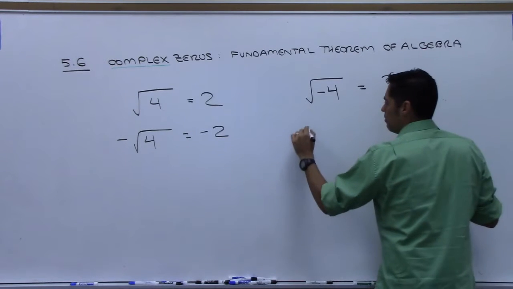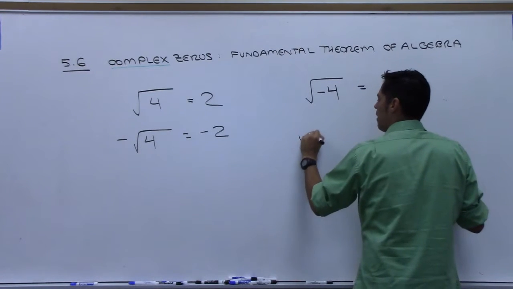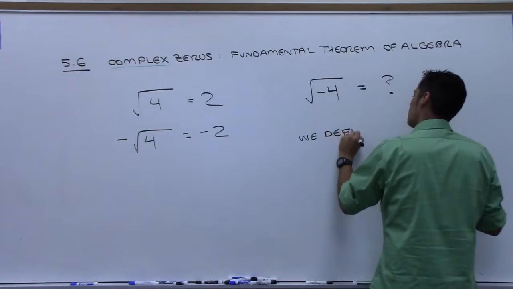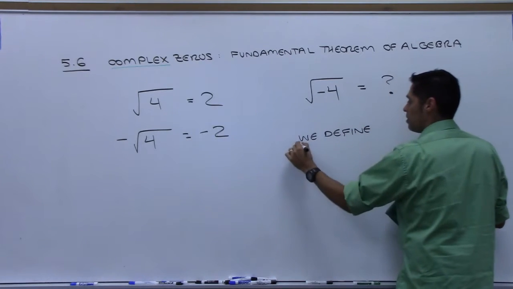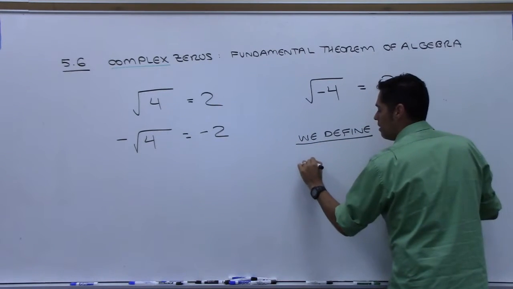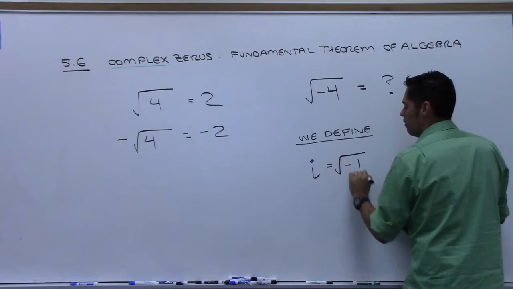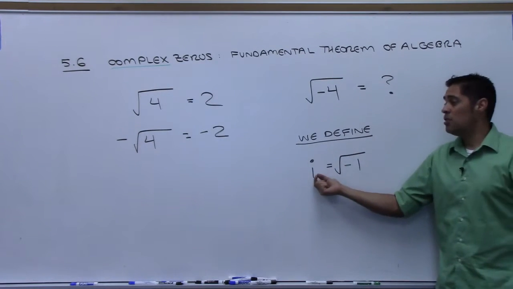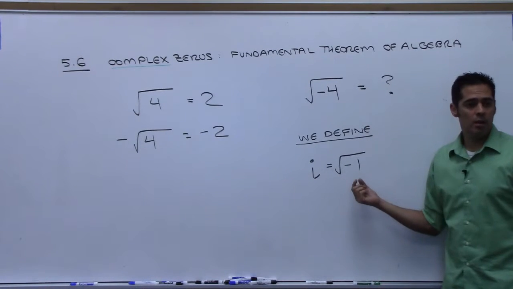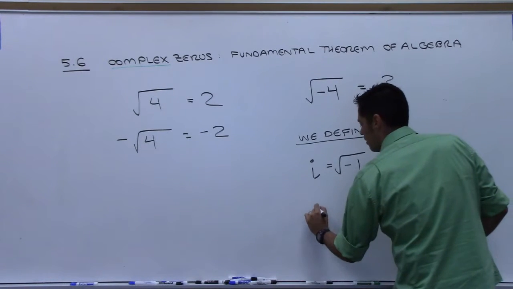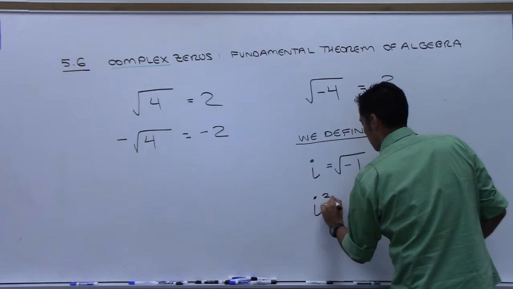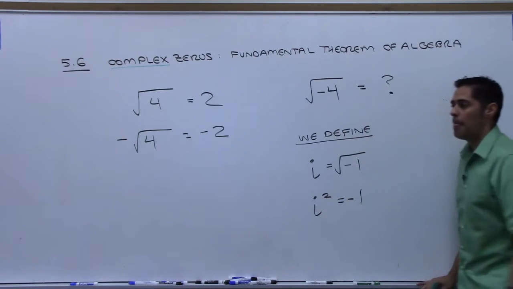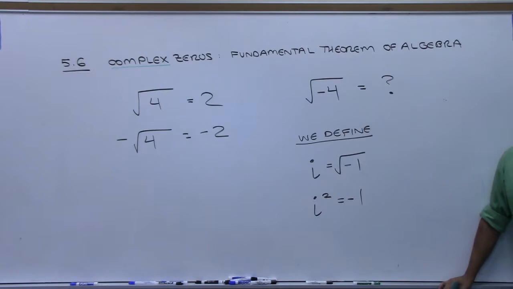We define, so we are coming in and defining this: we define i to be equal to the square root of negative 1. i is this thing that when you square it, you get negative 1. So that means i squared equals negative 1. That's what it means.